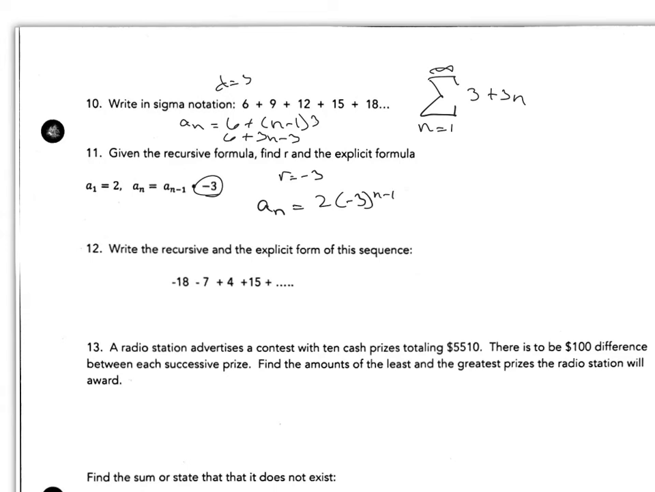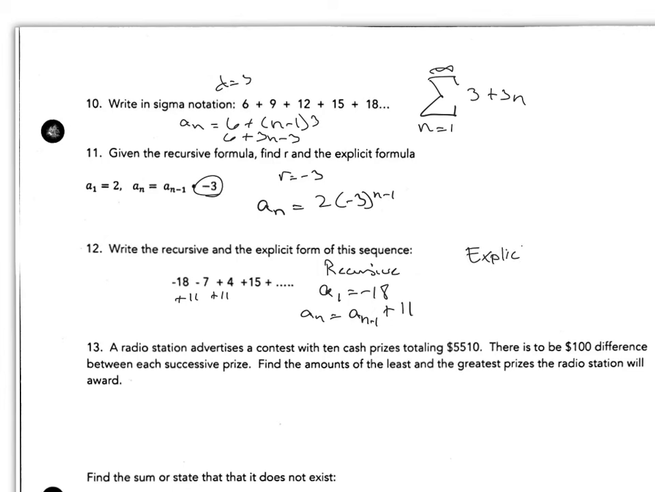Recursive and explicit. Make sure for recursive you give both parts. That didn't happen all the time. Didn't happen on the embedded assessment all the time. So a sub 1 equals negative 18. And it does look like we have a difference of 11. And then a sub n is equal to the term before it, a sub n minus 1, plus 11.